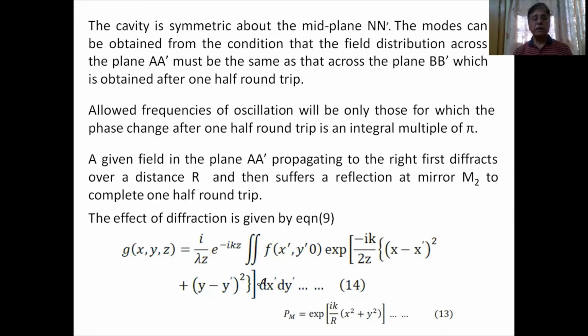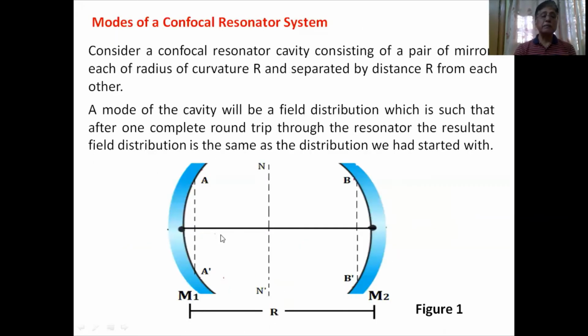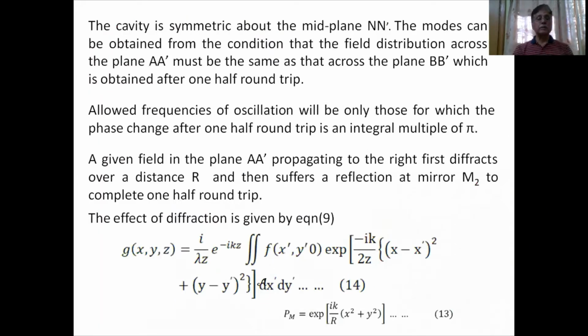A given field in the plane A dash propagating to the right first diffracts over a distance r and then suffers a reflection at mirror M2 to complete one half round trip. That we have very easily seen. Any beam that first goes from here to this place will be reflected back from here. So traveling of this distance and coming back after reflection from this one is half round trip.